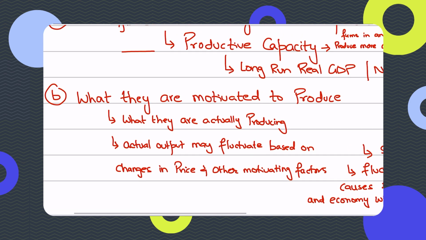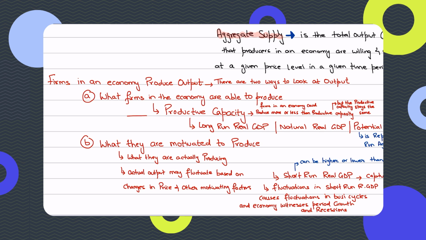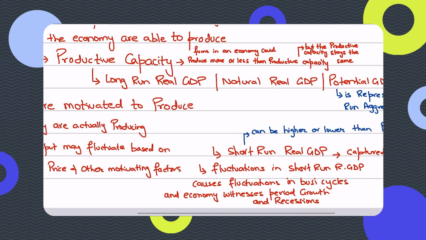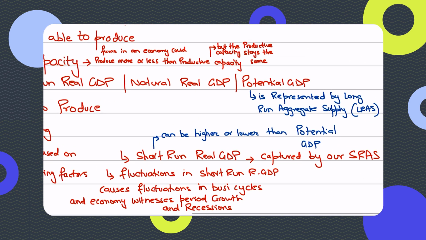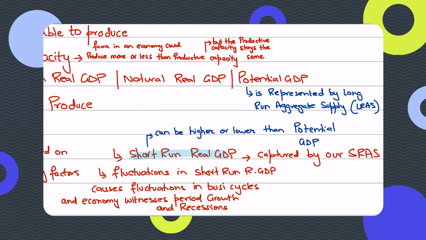And actual output may fluctuate, right? Actual output could be increasing or decreasing because of changes in various factors, either the price level in the economy might be going up and down, that could potentially be causing changes in the real GDP, or there could be various other factors as well. वो हम देखेंगे जब हम एग्रीगेट सप्लाई पढ़ेंगे. So आपका जो एक्चुअल आउटपुट होता है उसको हम शॉर्ट रन रियल जीडीपी बोलते हैं. This is captured by the SRAS. SRAS stands for short run aggregate supply, right?